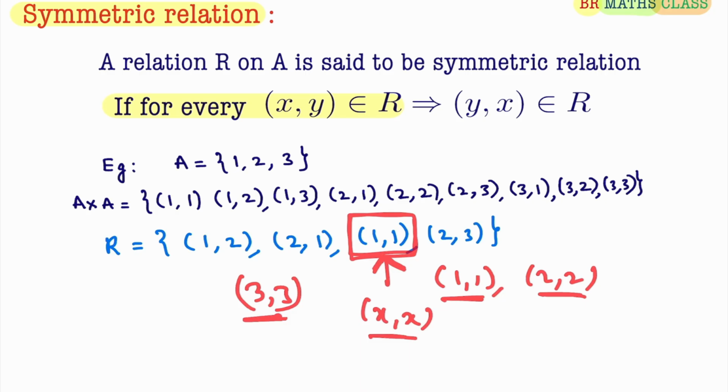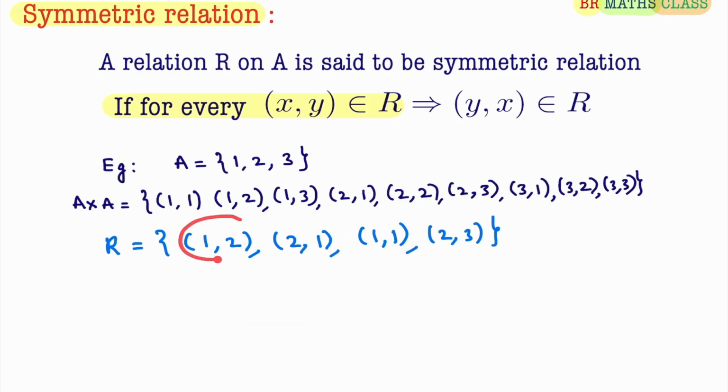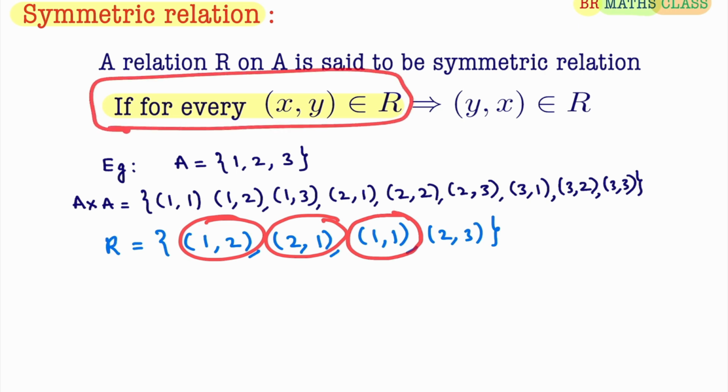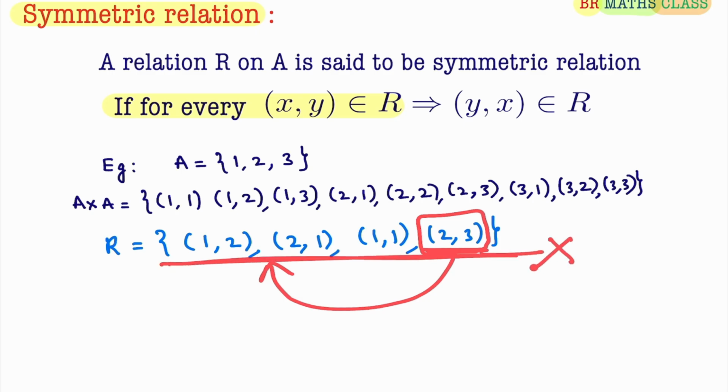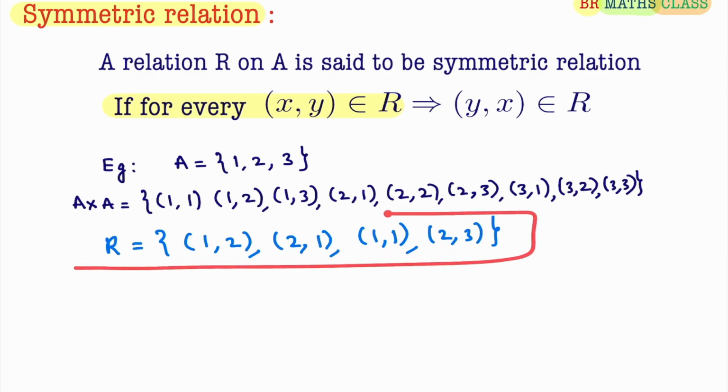I hope you understand what I am saying, right? So this element passed the symmetric test, this element also passed the symmetric test, this element also passed the symmetric test. Like that, you need to check for every element. So here 2 comma 3 is there at the end. For this ordered pair 2 comma 3, the reverse order is 3 comma 2. Is 3 comma 2 there in this relation? 3 comma 2 is not there in this relation. So this relation is not symmetric.